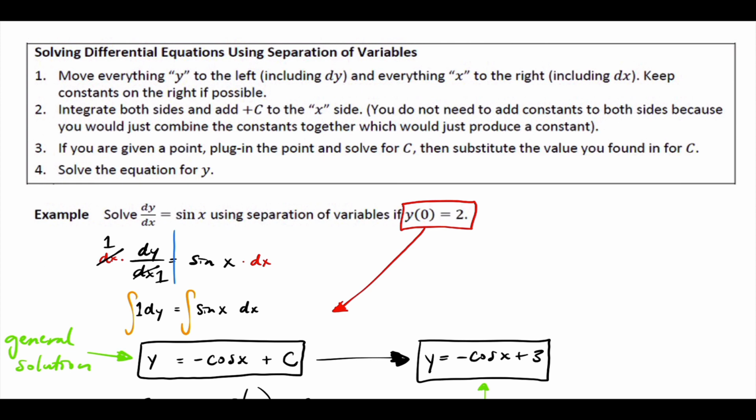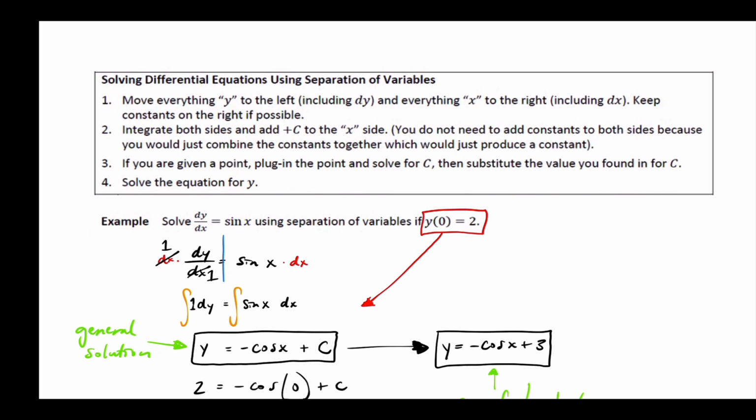Integrate both sides. Find the antiderivative of both sides. And then put a plus c on the right side. Don't need it on the left. Once you do that, then plug in. If you have a point, plug in for x and y. And then the last step, solve for y. Okay, so those are the 4 steps. We're going to continue doing those steps. That hasn't changed. I just wanted to review before we tackled our last 2 problems.